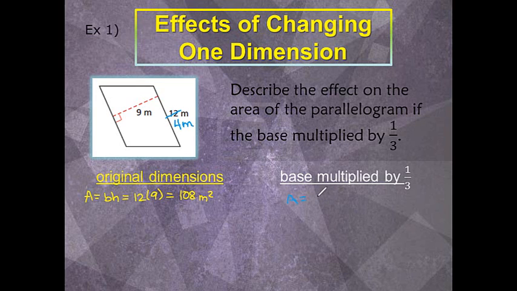So let's look at the area for that figure. Again, it's base times height, so it's going to be 4 meters times 9 meters, which is 36 square meters. Okay, again, we're going to look at the new area compared to the original area. We have 36 over 108. And if I reduce that fraction, I get 1/3. So this tells me that the new area is 1/3 of the original area. So the area is multiplied by 1/3 if the base is multiplied by 1/3.